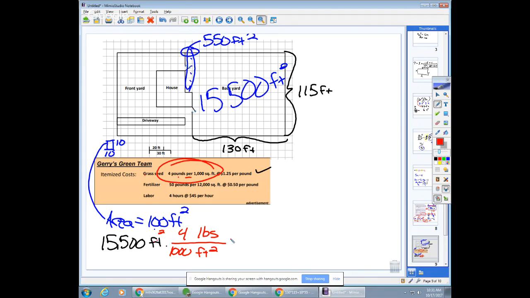Okay, what do I do to get rid of pounds? Yeah, the 1.25 is dollars per pound. So literally dollars per pound, which cancels out the pounds there. He says every 1 pound is $1.25. So this will get rid of square feet, it'll get rid of pounds, and the only unit I didn't cross out is dollars, which is what I want. So to do this, I would take my 15,500, multiply by 4, divide by 1,000, and then multiply by the 1.25. There'll be a similar calculation for fertilizer, and then the labor calculation is just a straight multiplication.